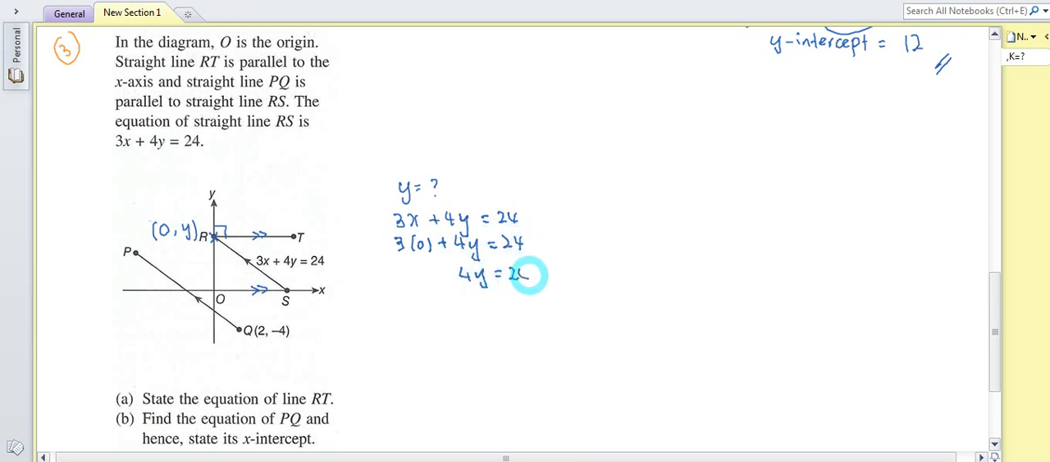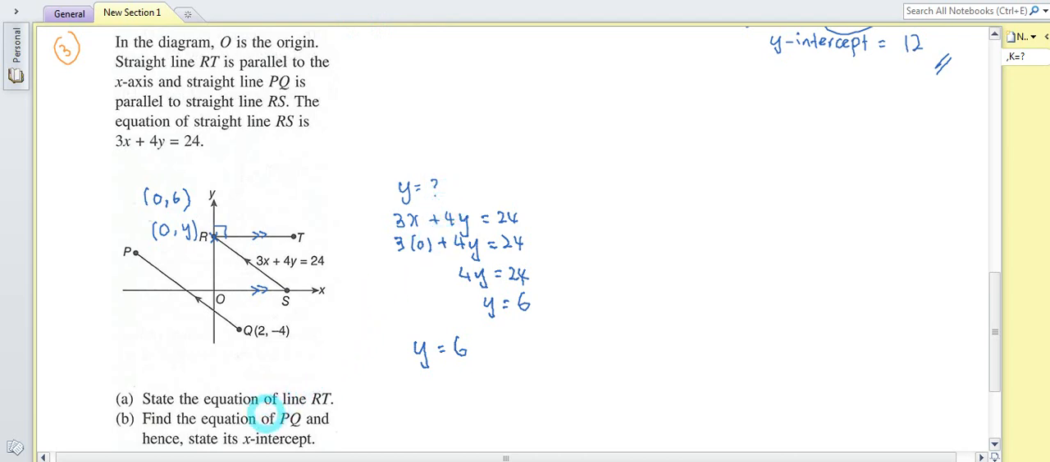4y is equal to 24. So y is equal to 24 divided by 4, you get 6. So here is (0, 6). Okay, now we have the equation. The equation will be y equal to 6.